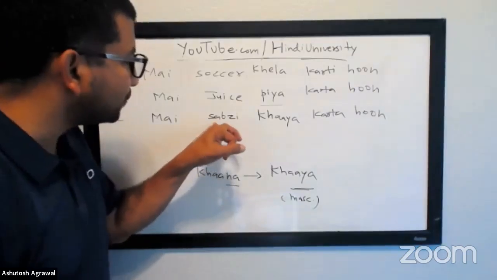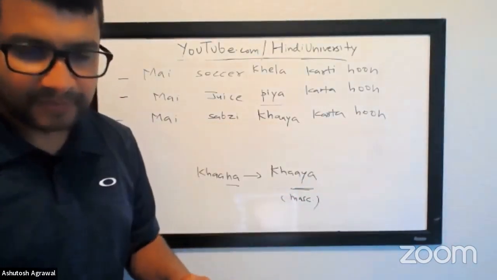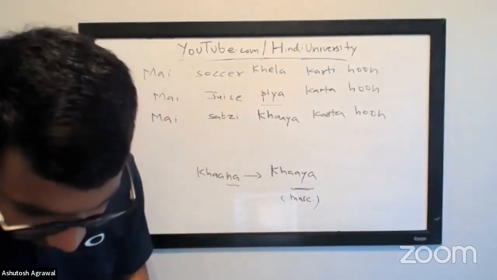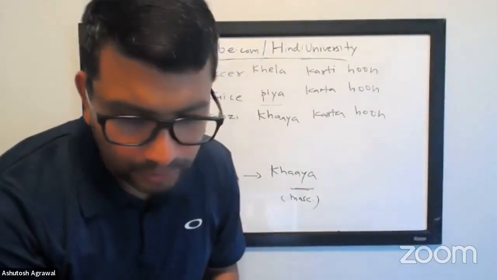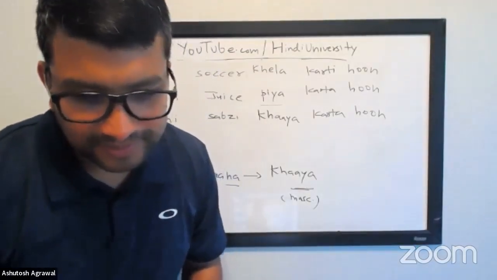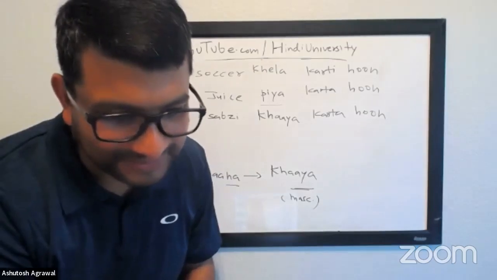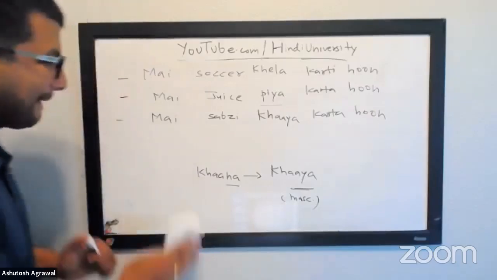Now, even if I were to change it to plural, मैं सब्जियाँ खाया करता हूँ. Okay, got it. Yeah, beautiful. Let's do some more and then I'll take questions from you. Who would like to go? I don't want to put anyone on the spot. I want you guys to come up with it. Who would like to go next? Ashutosh can go next. Yes, keep going.